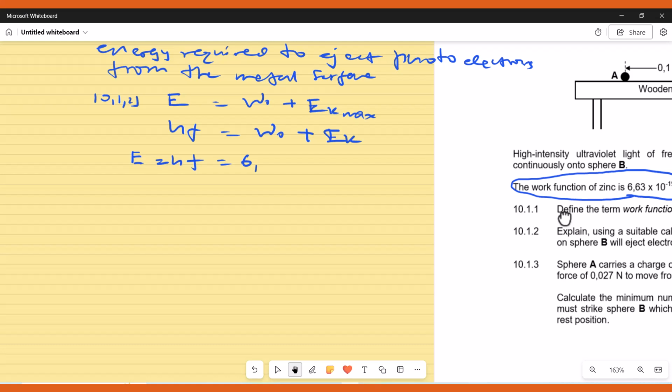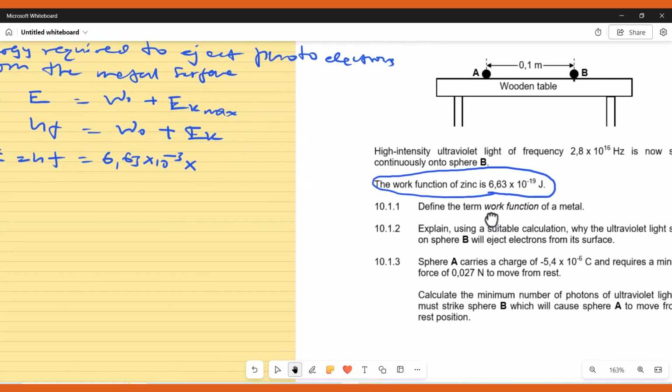6,63 exponent negative 34, okay. Then times the frequency given to us, which is here. That is 2,8 times 10 power 16 Hz. Okay, so now what's our answer here?